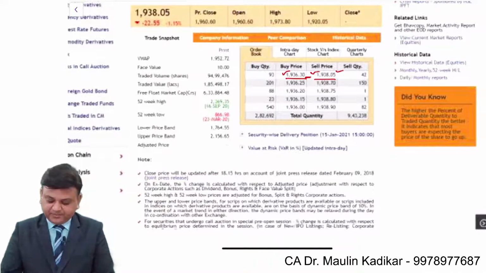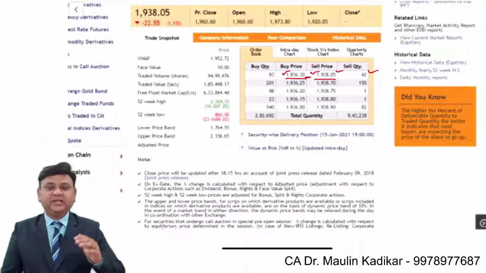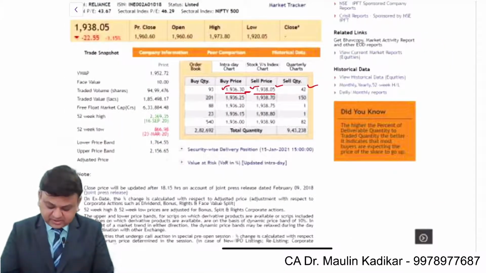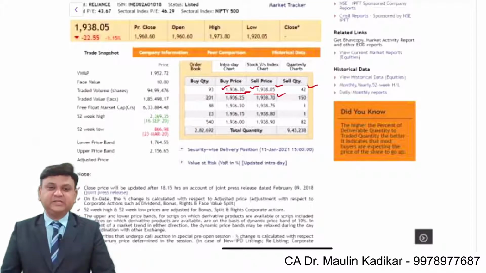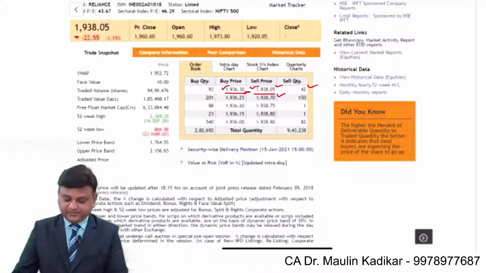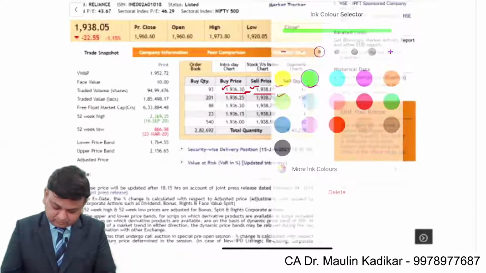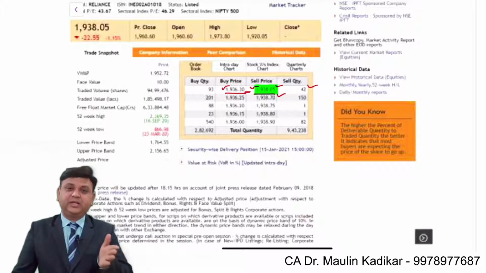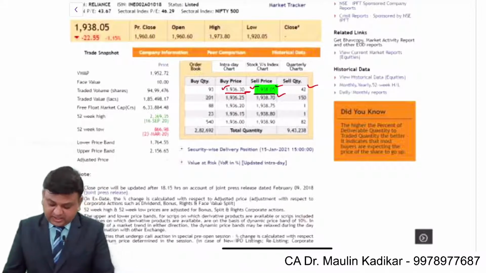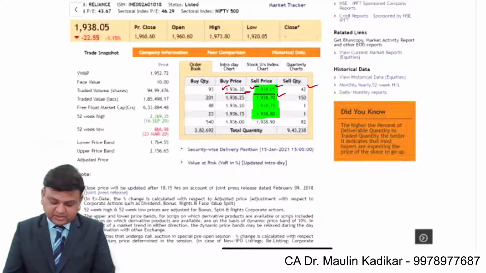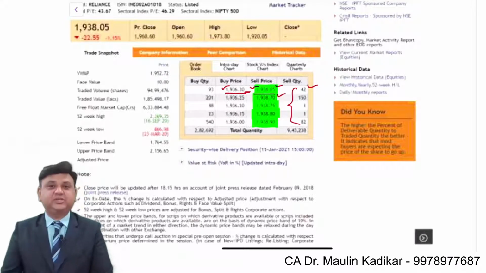The trader who wants to sell is ready to sell 42 shares. Then the next best quotation in the market on the sale side is 1938.70. Out of all the traders ready to sell the security, the trader ready to sell at the lowest price is what we get displayed over here. The next best traders ready to sell are at 1938.70, then 1938.75, 1938.80, 1938.90, and the quantity they are ready to transact is mentioned over here.